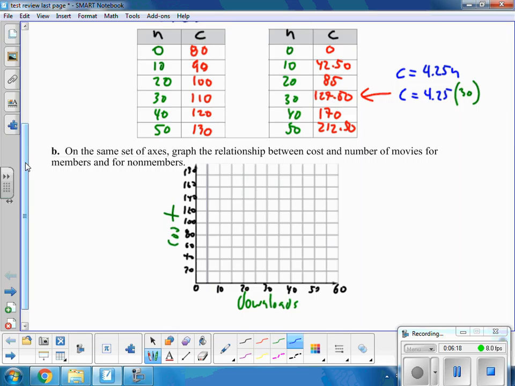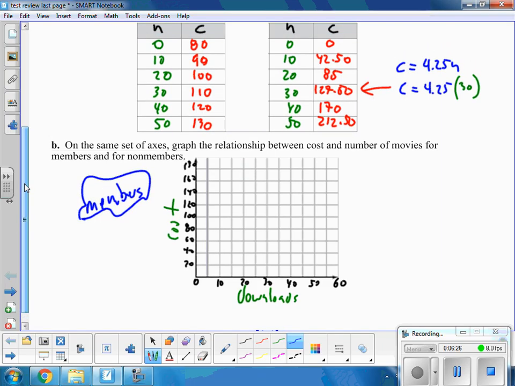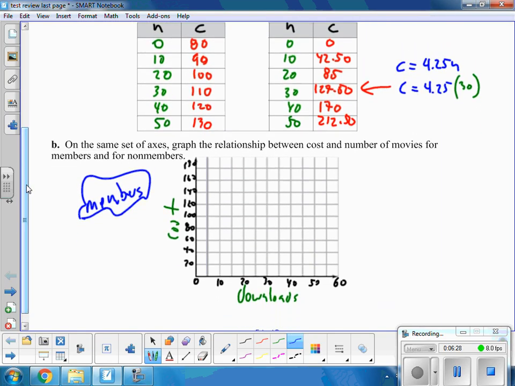So let's do members, and I'm going to do members in blue. Members, that's these guys. So 0, 80, there's a dot there. 10, 90, so it's going to be right between 80 and 100. 20 and 100, it's right there. 30 and 110, so in between. 40 and 120.